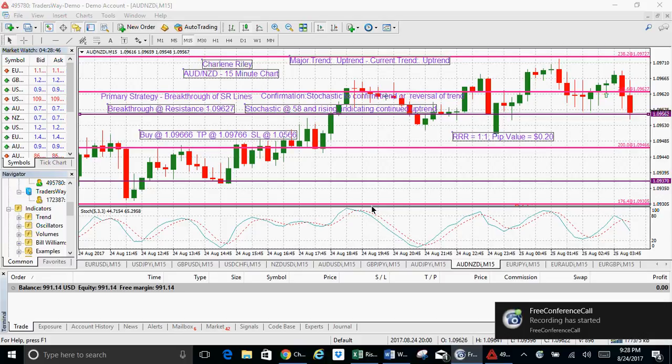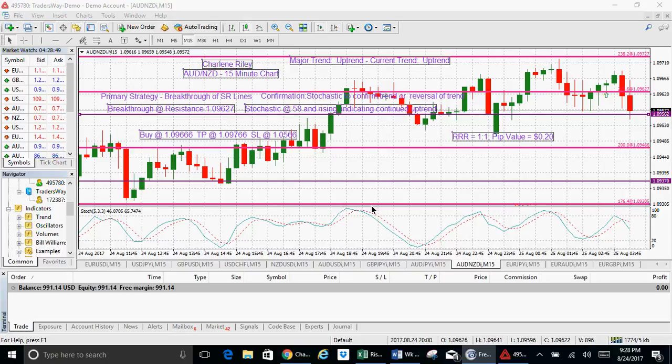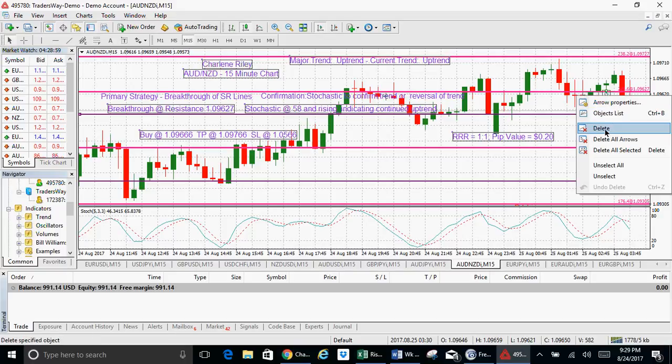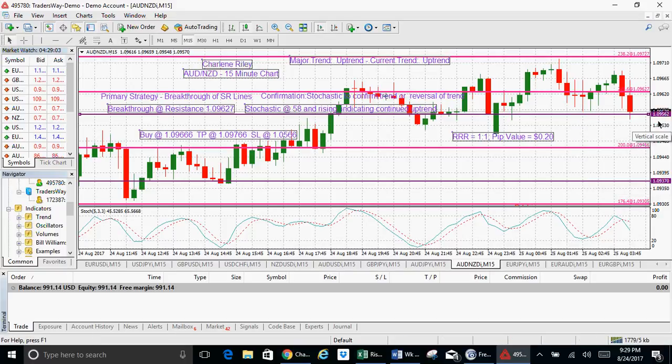So we are on the Australian dollar, New Zealand dollar 15-minute chart. My trade setup now is looking for a break below the 1.09562, at which point I would enter into a sell. The stochastic is below 50 and appears to be dropping. So that would be confirmation for me.